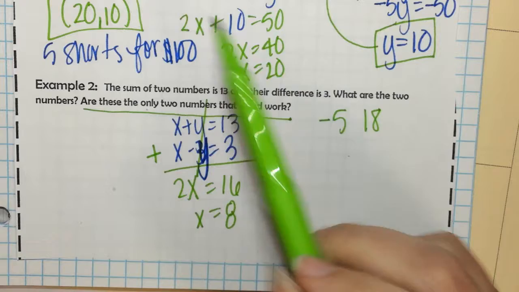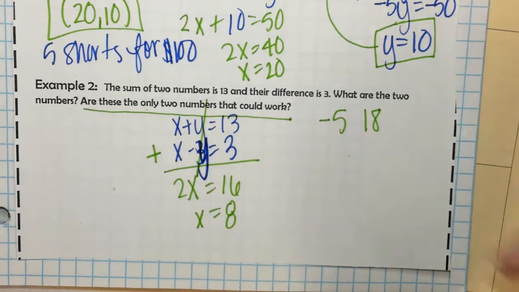Now, take a point for coming up with that. What is negative 5 minus 18?